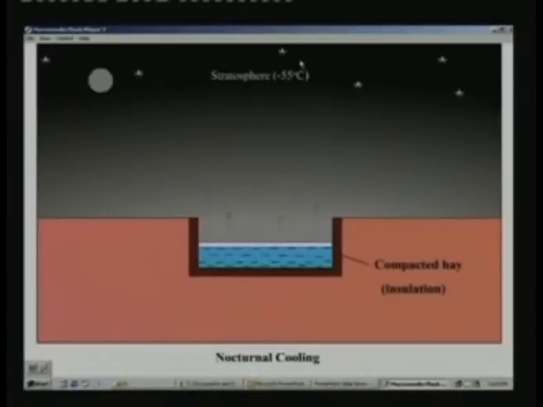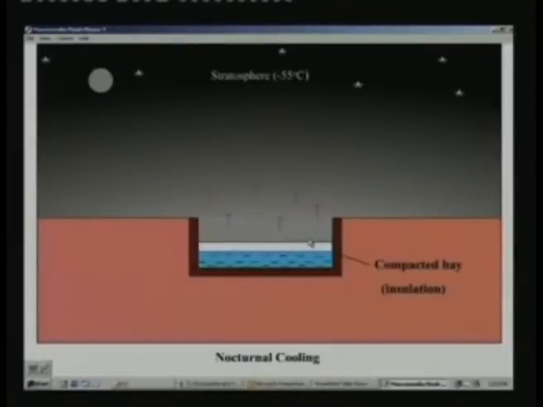So in nocturnal cooling, you leave a shallow pool of water in the night sky. For the water to become ice, its temperature has to be brought down from the initial temperature to 0 degrees centigrade, and at 0 degrees centigrade it has to lose its latent heat of fusion, so that ice can be formed from the liquid water.